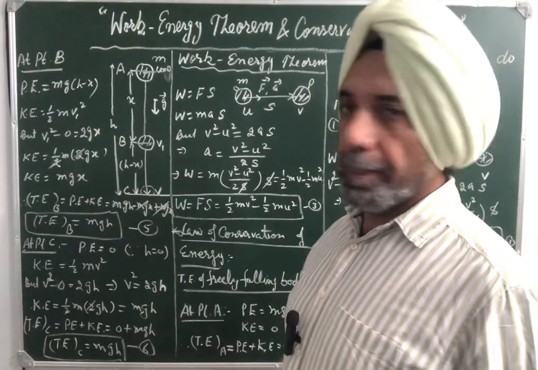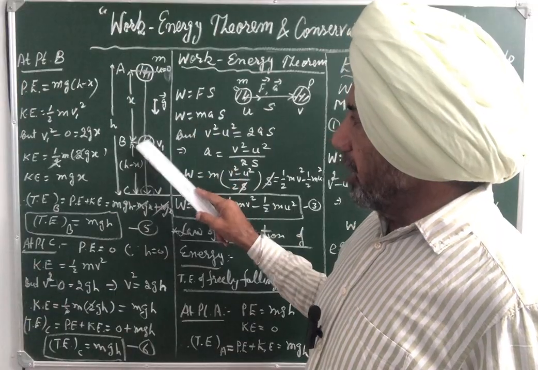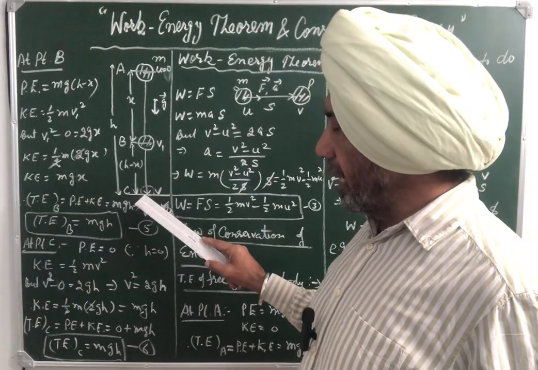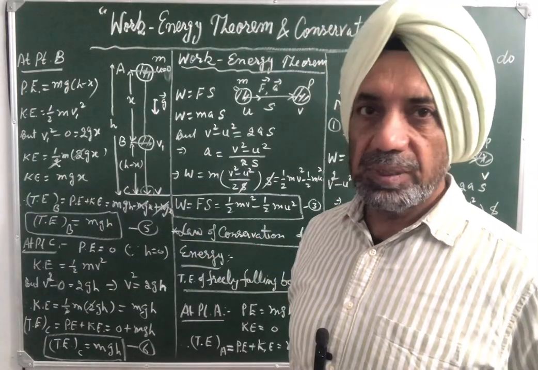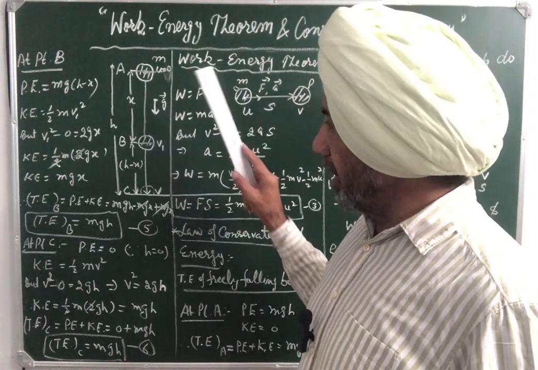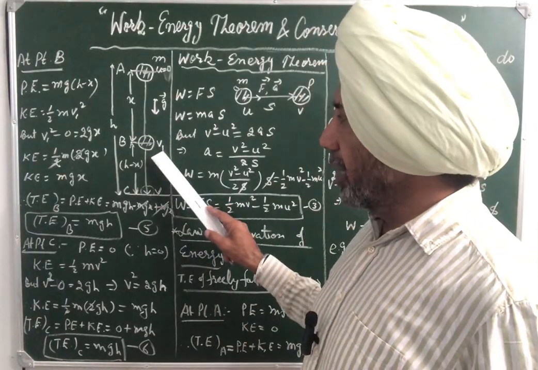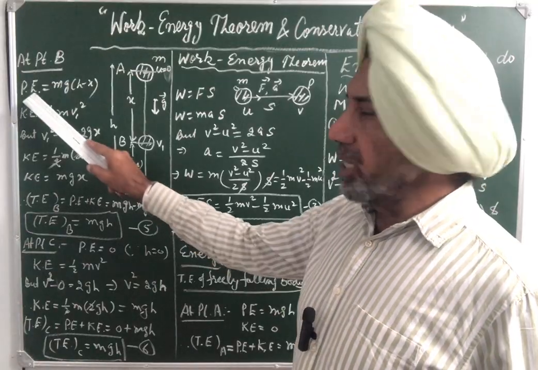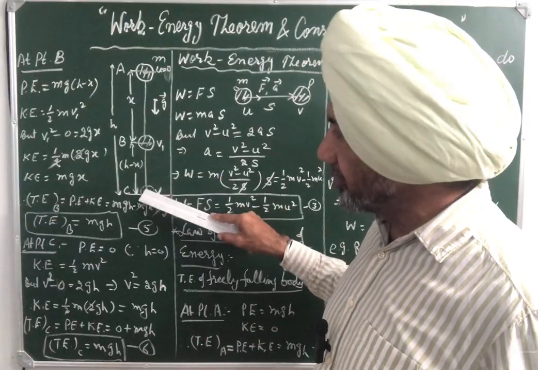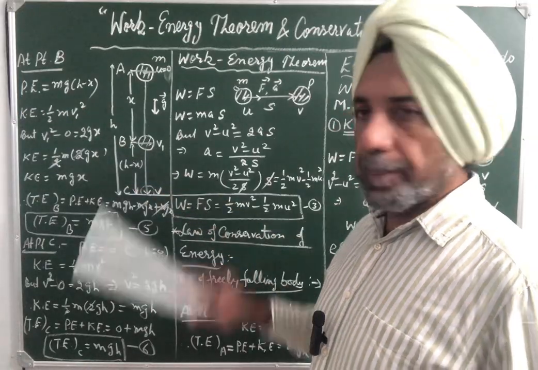Now at point B, suppose the body comes down through a distance x and the height of the body at that instant is h minus x from the ground. Since it is coming down under the acceleration due to gravity, let v1 be the velocity attained by the body at position B. Then potential energy at point B is given by mg into height, where height is h minus x. Kinetic energy is half m v1 square.